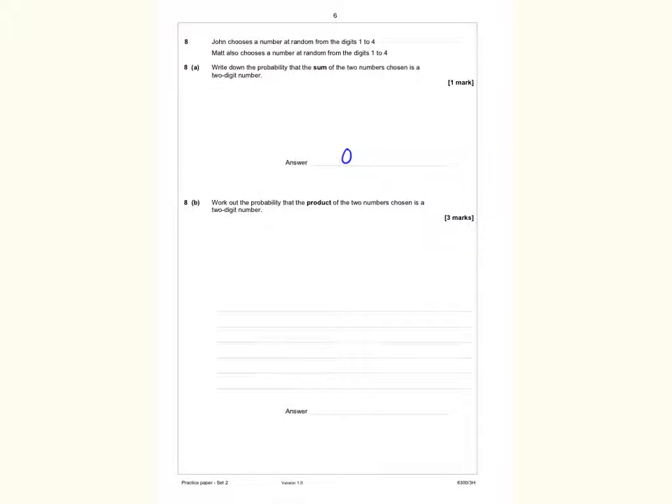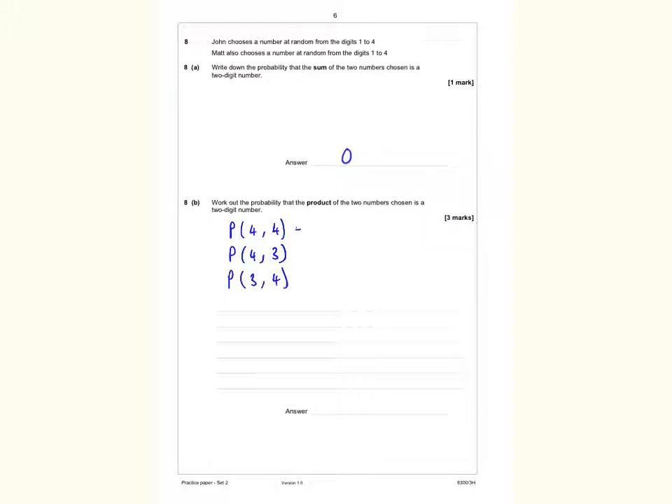So the possible combinations: I put the probability that John gets 4 and Matt gets 4, that's how I'm doing it. Add the probability that John gets 4 and Matt gets 3, and also add the probability that John gets 3 and Matt gets 4.